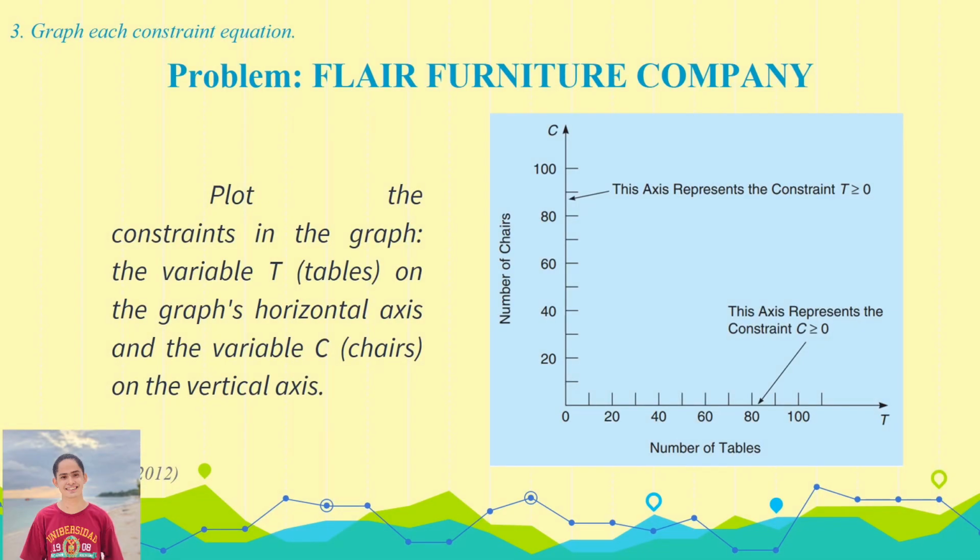Next, let's graph each constraint equation. The variable T for tables is located on the graph's horizontal axis, while the variable C for chairs is located on the vertical axis. The graph in the slide shows the axes represent the constraints T and C are greater than or equal to 0, which are the non-negative constraints of the problem.